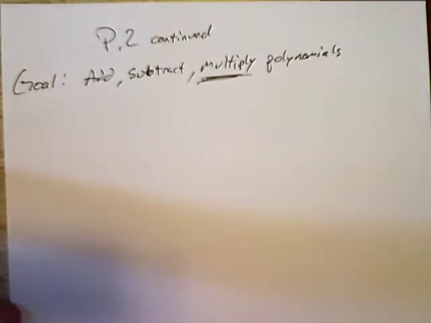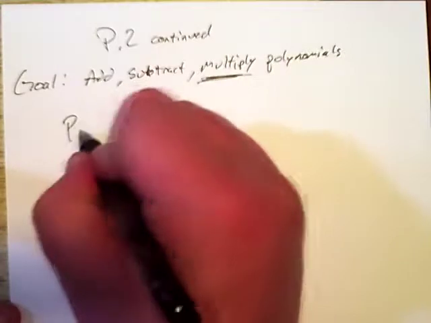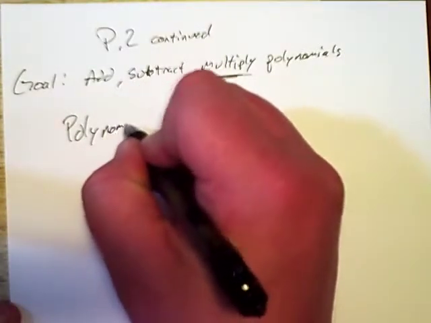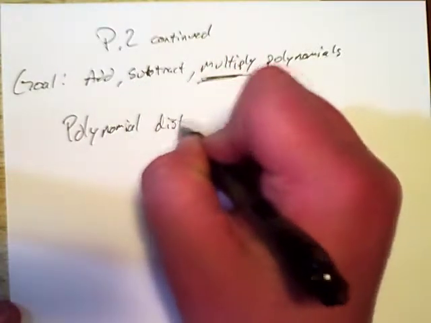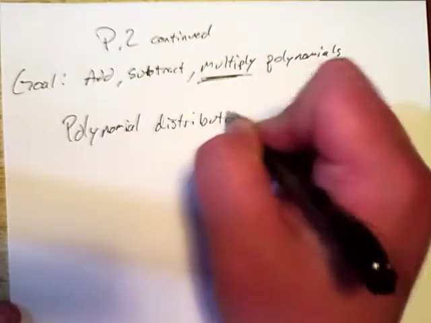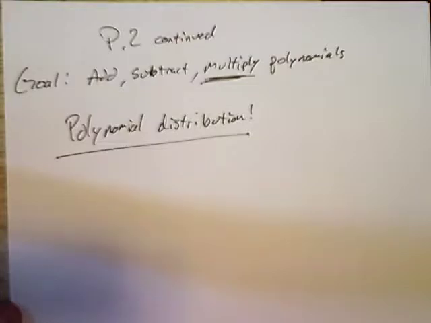Whenever I multiply polynomials, I want to think about this as polynomial distribution. All right. Each term has to be distributed to the next one. So what I'm going to do is write down some basic steps that hopefully will keep you organized. But then we're going to do about 5 or 6 examples, okay?